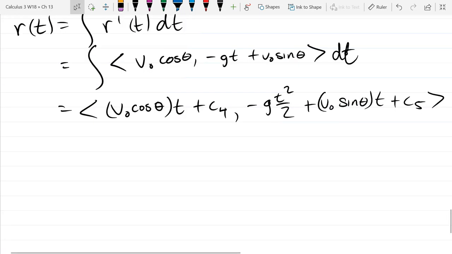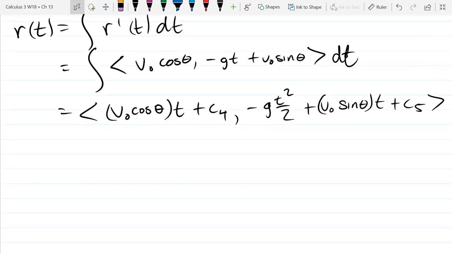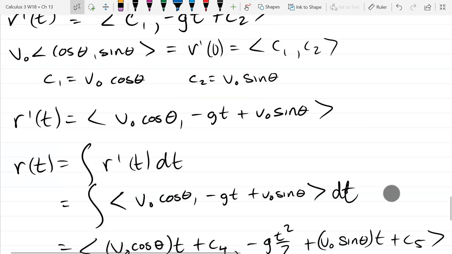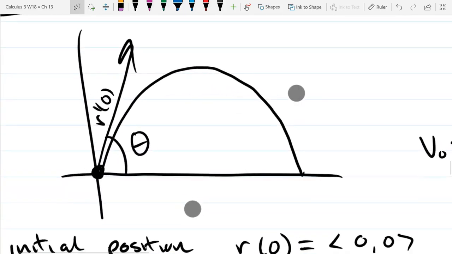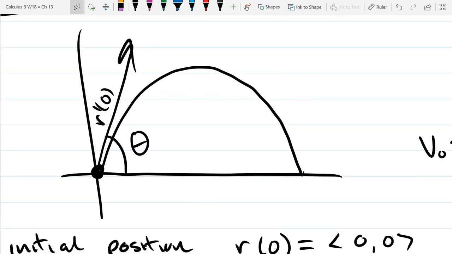If we knew a position, we could figure out the constants. How in the world can we figure out the position? So what position do we know about? 0, 0, 0. So we only know the origin at time 0. So I don't know where it's landing. I could figure that out if I knew the magnitude, the initial velocity.